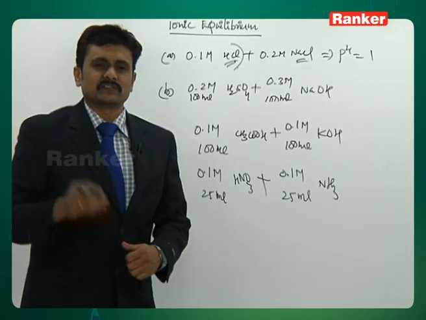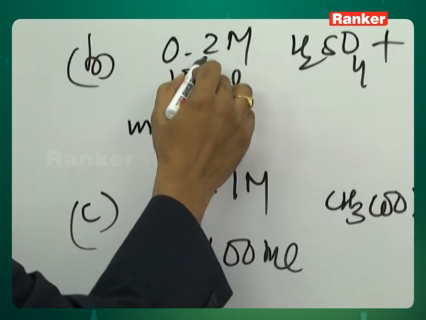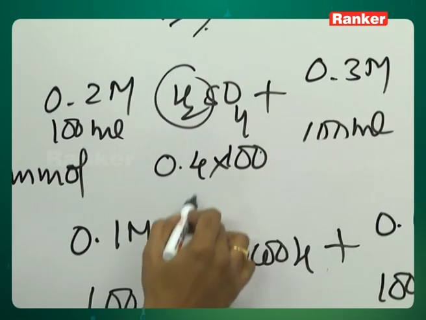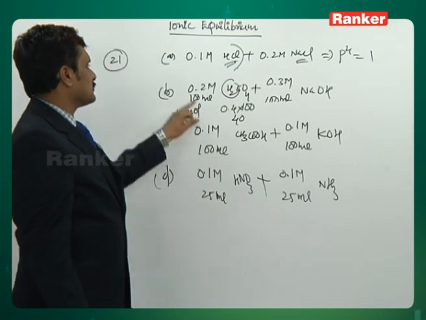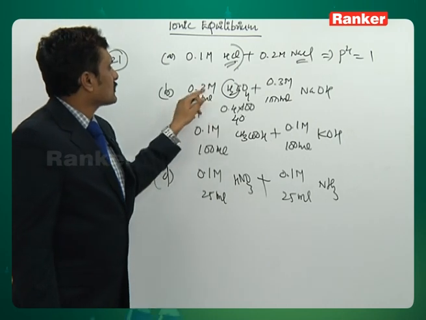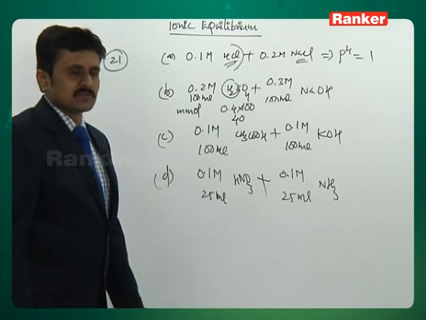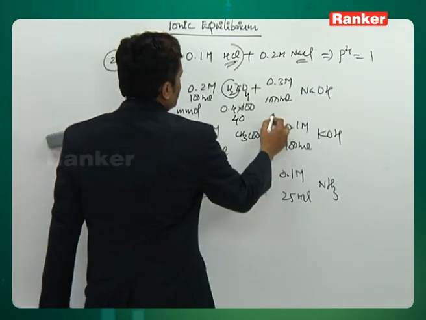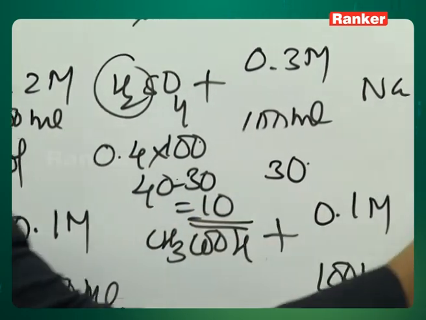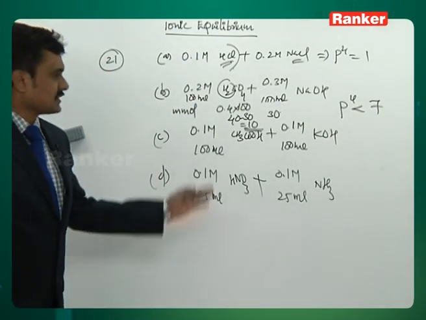Coming on to option B, when we have the millimoles of H2SO4, you can see that for every 0.2 molar we will be getting 0.2 into 100, that is 20 millimoles of H2SO4. Molarity multiplied by the volume in milliliters gives the millimoles of H2SO4. 1 mole of H2SO4 gives 2 moles of H+, hence the millimoles of H+ are 40 here, and that of OH- are 30. That means the residual reagent is H2SO4. When H2SO4 is remaining, obviously the pH of the solution is going to be less than 7.